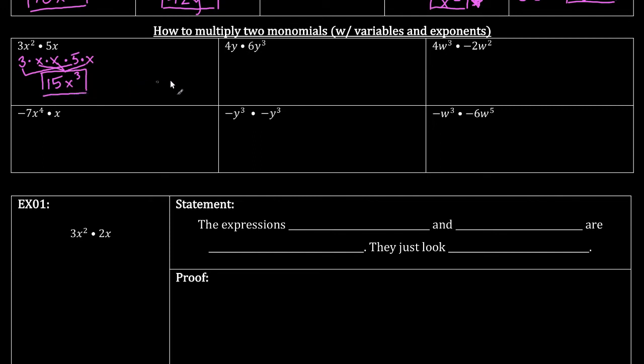We'll try that again. So I'm going to expand this. 4 times y times 6 times, this y to the third means y times y times y. Remember, I can multiply in any order, so I'm going to multiply the 4 and the 6, which is 24. Then I'm going to multiply the y times y times y times y. I can represent that as y to the fourth power.